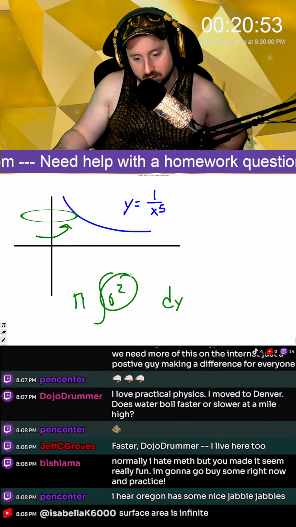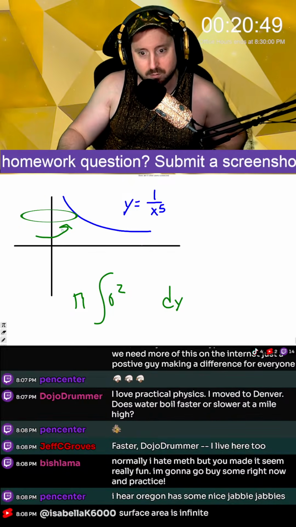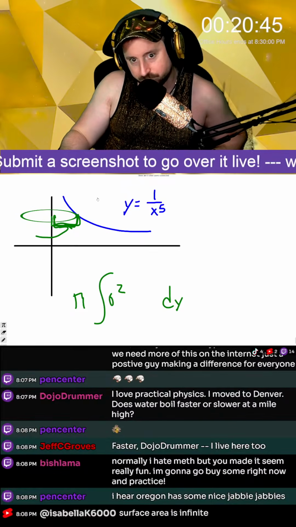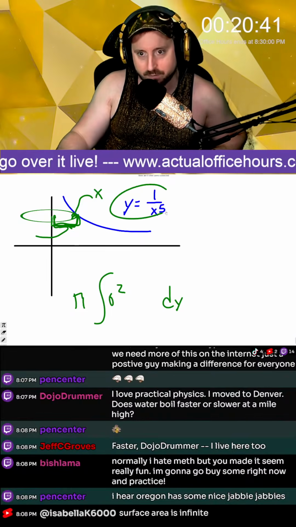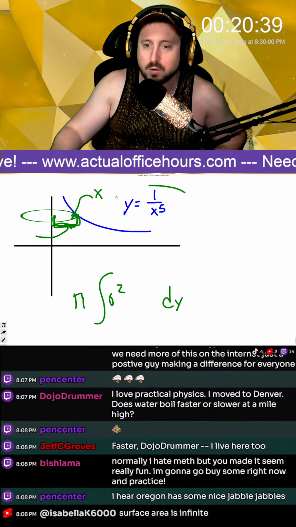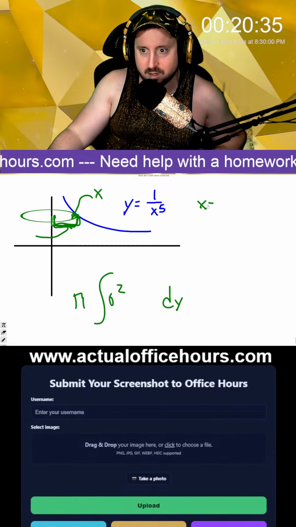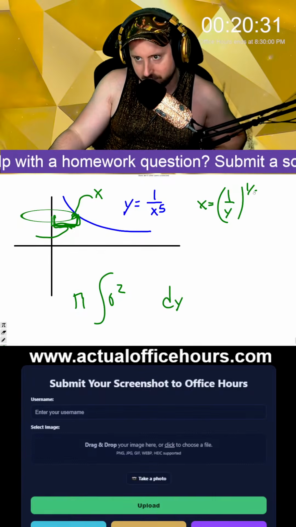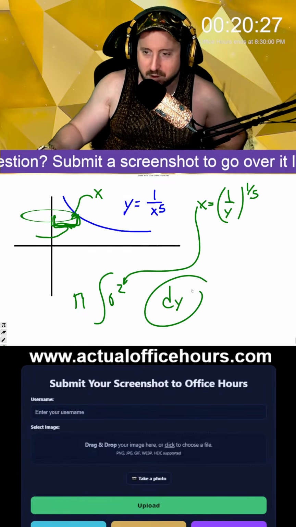And r, in this case, has to now refer to this distance right here, which is equal to the x coordinate of this. So you'd have to rearrange this to get x is equal to 1 over y all to the 1/5, and then that would go in, and then you'd have to integrate with this with respect to y.